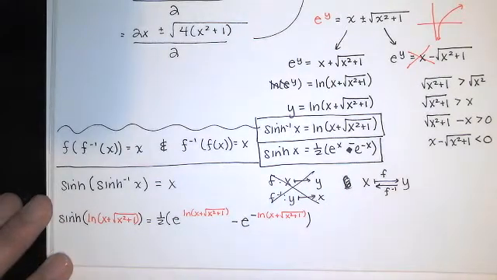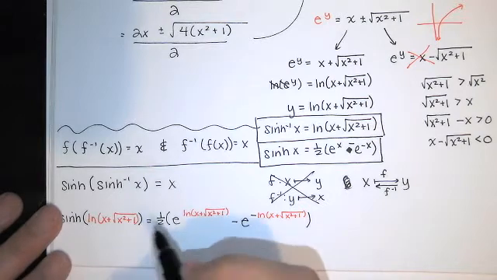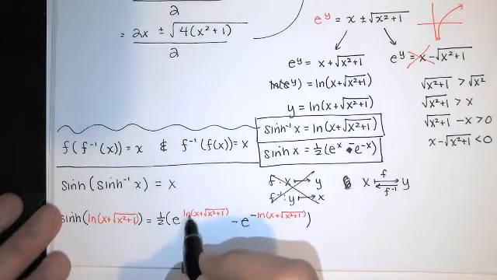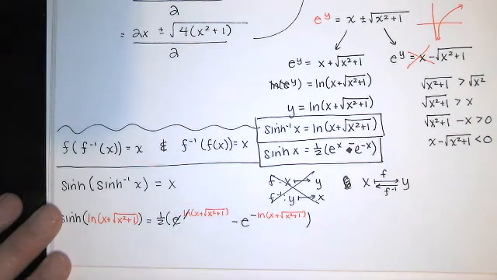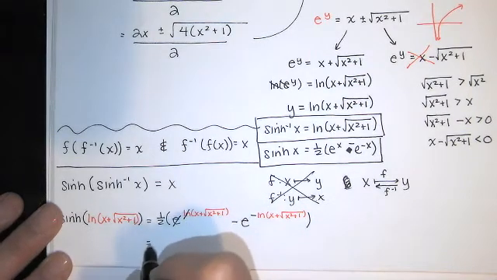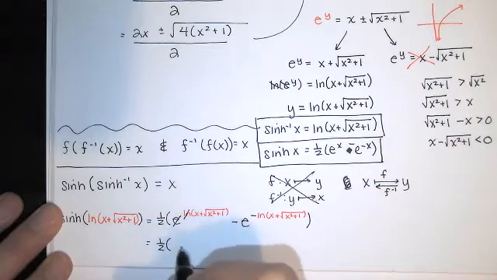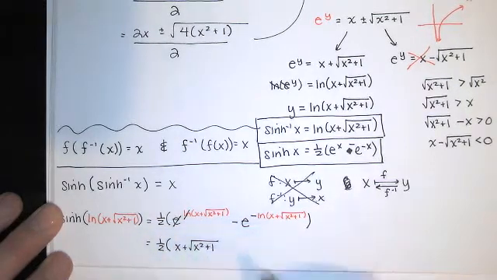And now we've got to use some log properties and exponential properties to simplify this. Well, e raised to the natural log of a power just gives me a, because e and the natural log are inverse functions. They undo each other. So we end up with 1/2 of x plus the square root of x squared plus 1 right here.